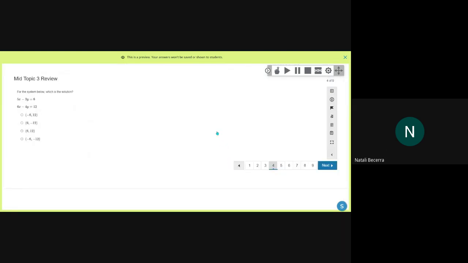Next one. For the system below, which is a solution? So same thing as the first one that we did. In order to put this on decimals, you're gonna have to solve for y. Okay, so right here, we're gonna put a box around our y, move everything else to the right side. So first we're gonna move the 5x. That's a positive 5x. So the opposite of positive 5x is negative 5x. So you're gonna have negative 3y equals negative 5x plus 6.